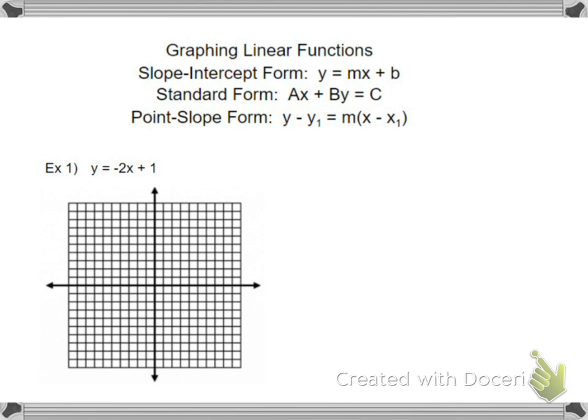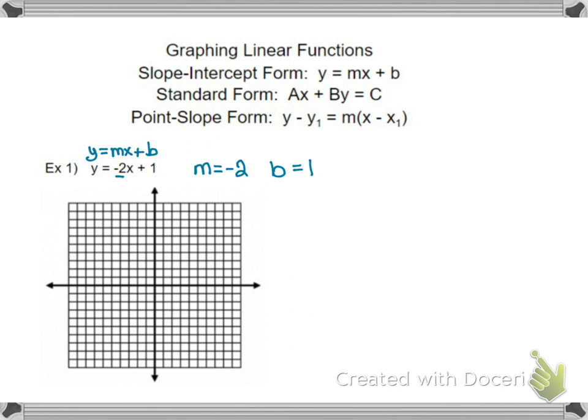So we're going to start with example 1. We have y equals negative 2x plus 1. And you should notice that that equation is in slope-intercept form, so we can write this as y equals mx plus b. Sometimes that helps you to identify the key features of that equation. So in this, we know then that our m is negative 2, so our slope is negative 2, and our b, which stands for the y-intercept, is positive 1. Those are the key features that we need to be able to graph our equation.